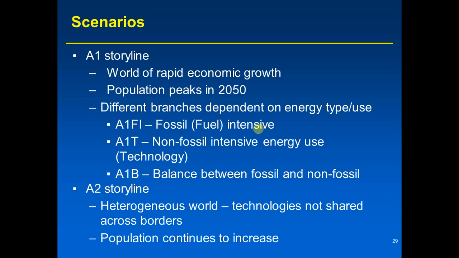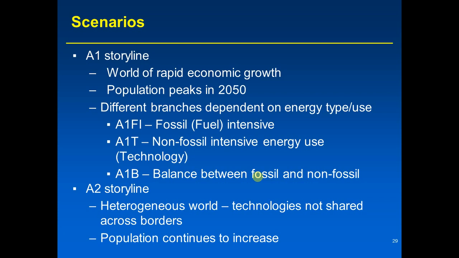Different branches are dependent on energy type and use. So A1FI is fossil fuel intensive, business as usual. We continue to depend on coal, oil, and natural gas to generate energy. A1T is non-fossil fuel intensive energy use. Technology really helps us get away from relying on fossil fuels. And A1B has a balance between fossil fuel and technology for energy generation.